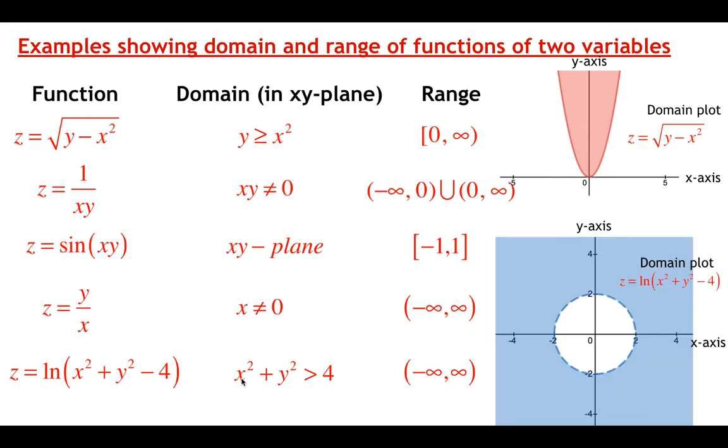We know that x square plus y square equal to 4 is a circle of radius 2. So the domain is all points outside that circle. Okay, so the domain is all these points which lie outside this circle. And the points on the circle are also not part of the domain because of the strict inequality here. The points inside are also not in the domain. So we have seen two graphs here: one where the points on the boundary are part of the domain, and this case where the points on the boundary are not part of the domain.